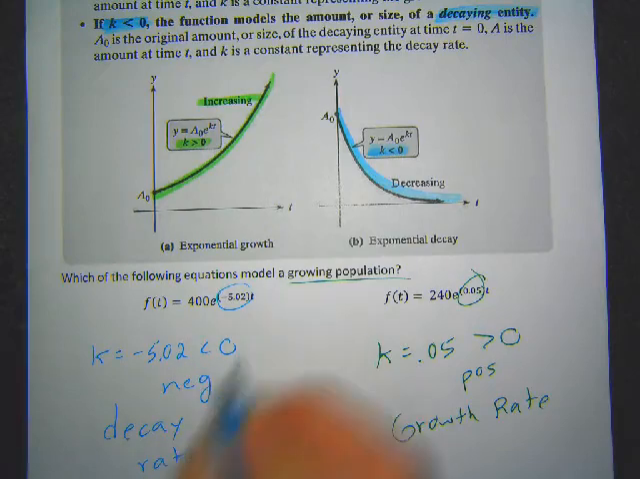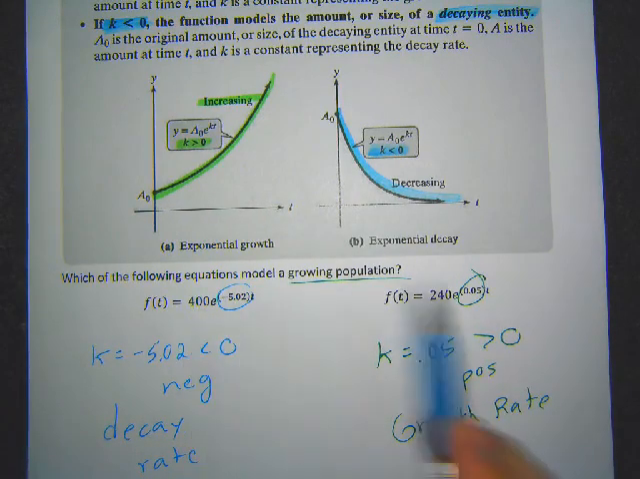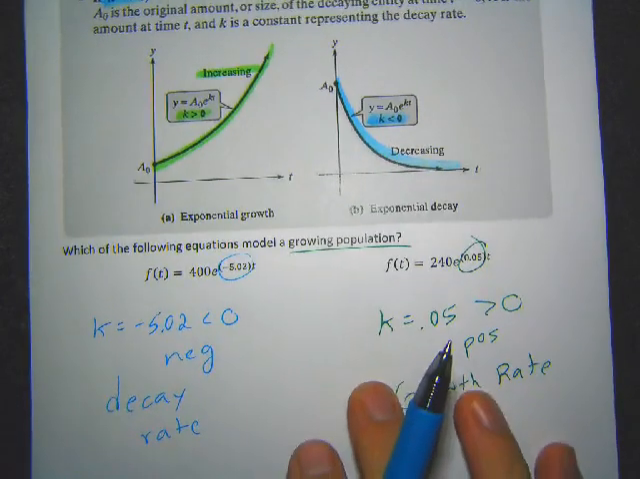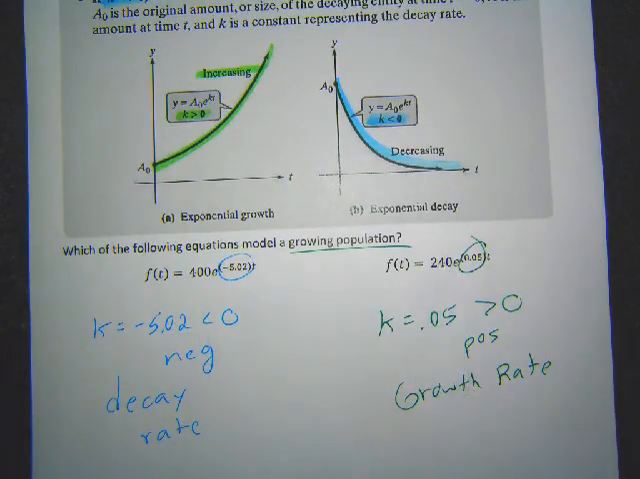It's actually decreasing over time. Again, the first number here on both of these tells you how much you start with. So this one actually starts with more. It starts with 400 at time 0. This one starts with 240 at time 0.